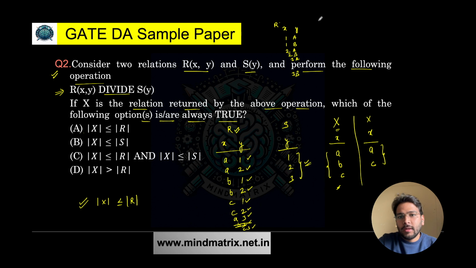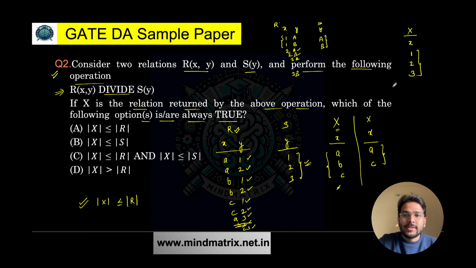Now if you talk about this relation S, let's say you have in the Y attribute, A and B. Now if you perform the division operation, what do you get in the result? For AB, entirely AB is present for 1, so 1 will be there in the result for sure. AB is present for 2 also, so 2 will also be there. AB is present for 3 as well, so 3 will also be there in the result, yes or no?